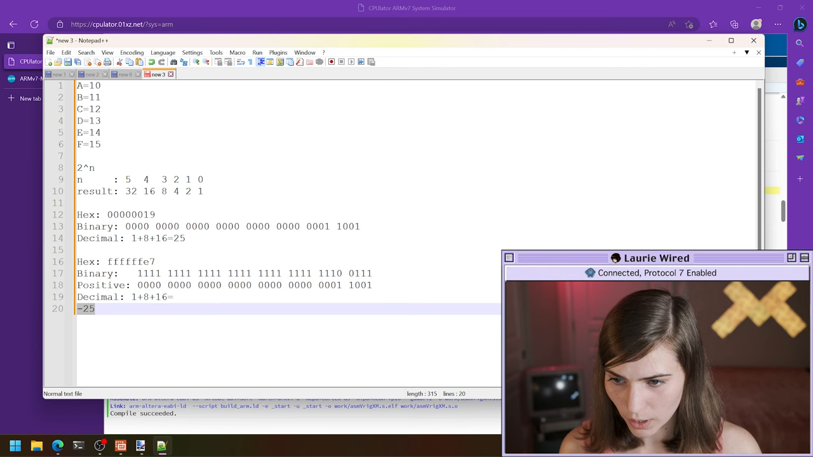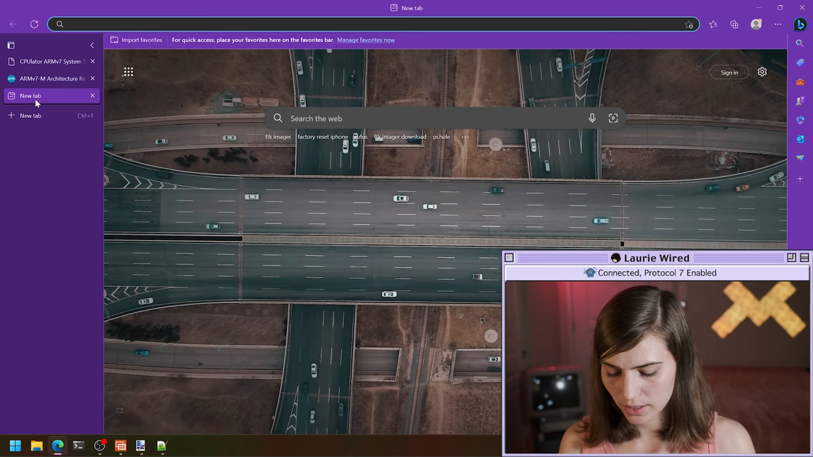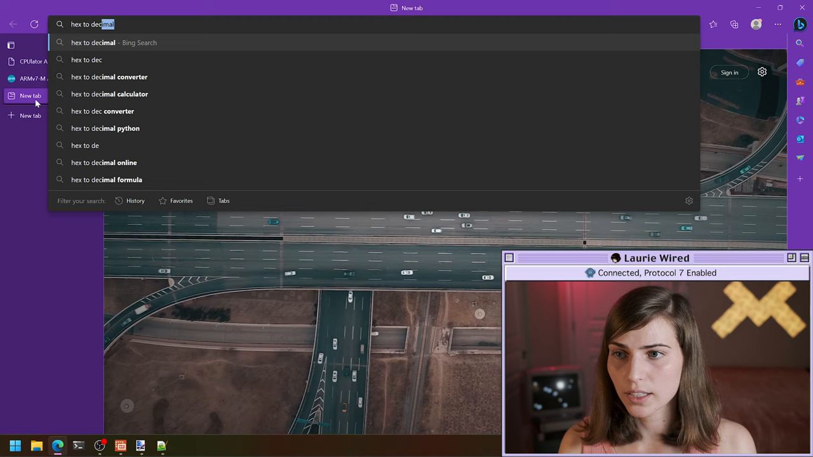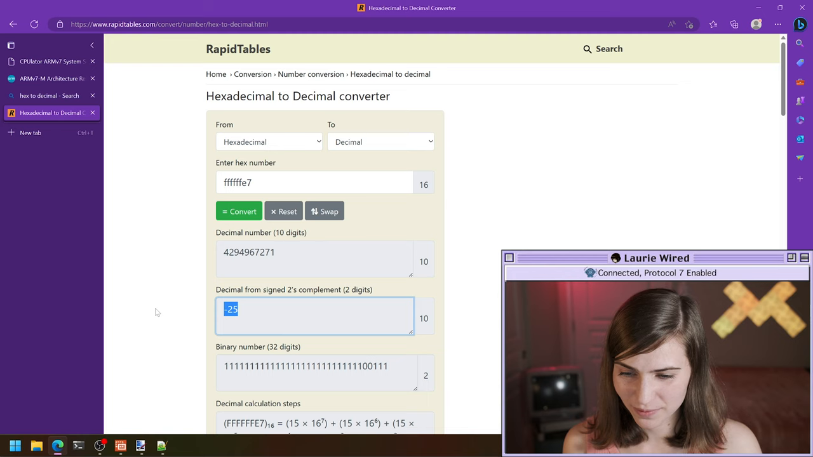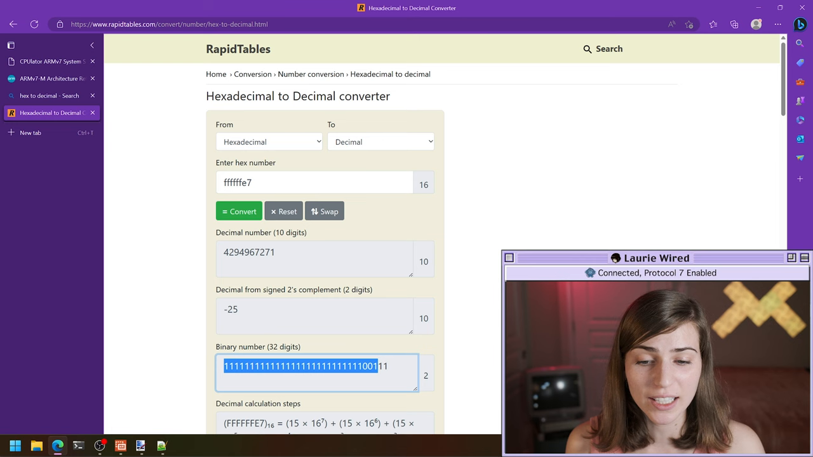So if you want to double check your answers, you can just pull this up here. Let's go to hex to decimal. And we'll just pick our rabbit tables, enter our hex number. Then we see our 2's complement number right here is actually 25. So we're padded all on the left-hand side with ones that are representing this negative sign right here.